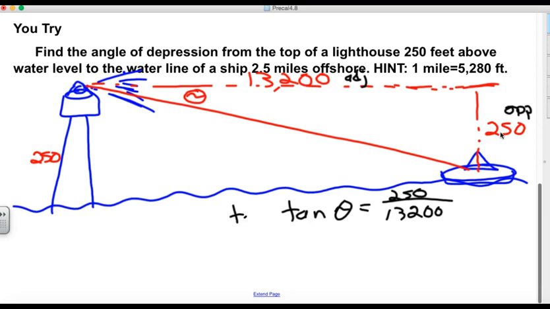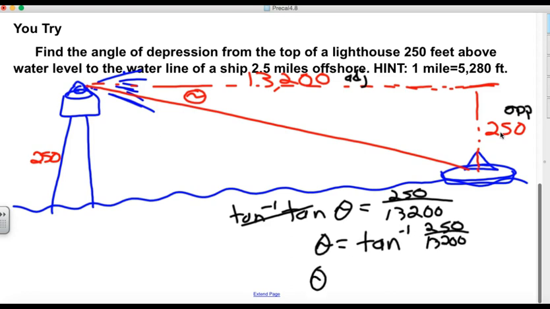To get rid of tangent, we do arctangent. That cancels and leaves theta. If we do arctangent over there, we need to do arctangent to the other side. So arctangent of 250 over 13,200. And we type that in the calculator. And you should get 1.09 degrees, which makes sense because that boat's a long ways away from this lighthouse, so the angle is going to be very, very small to have to look down to get to that boat. All right. So let's move on.